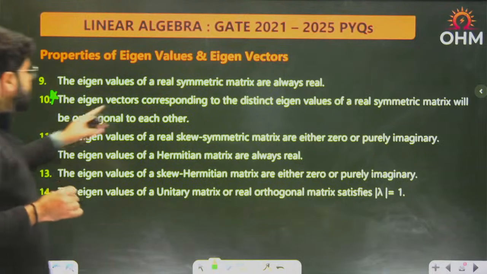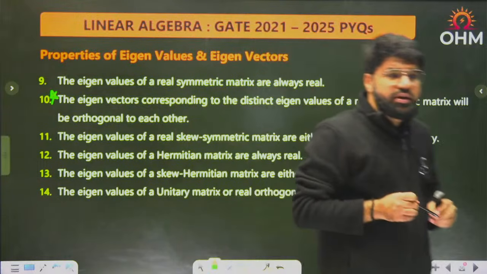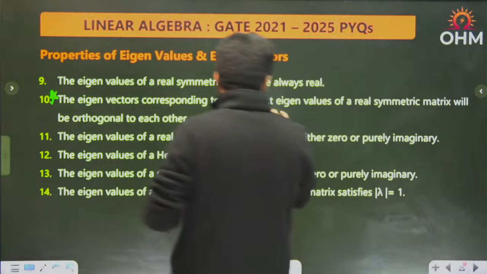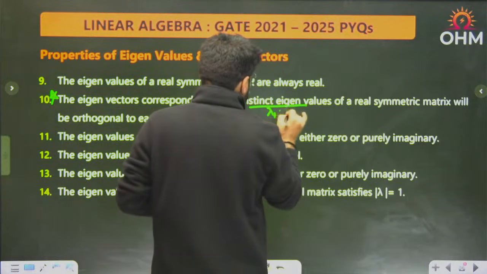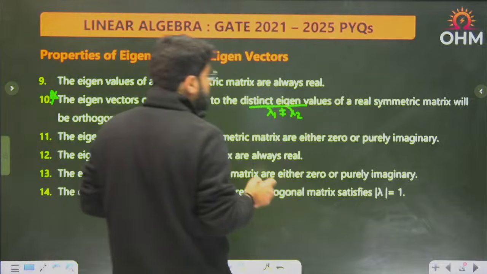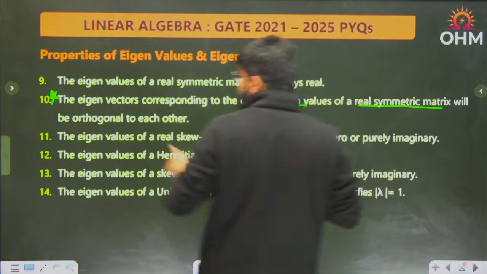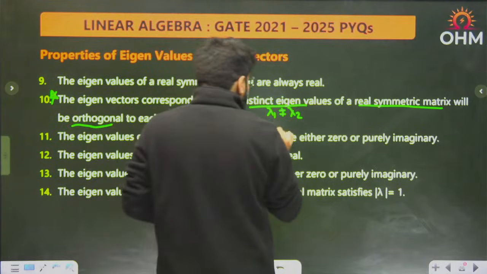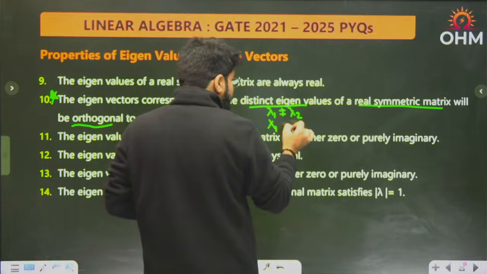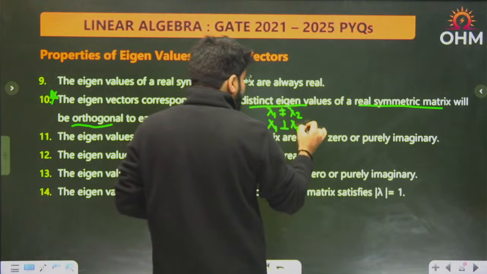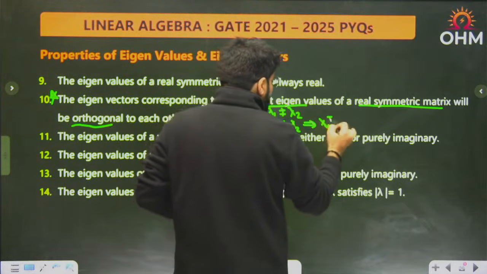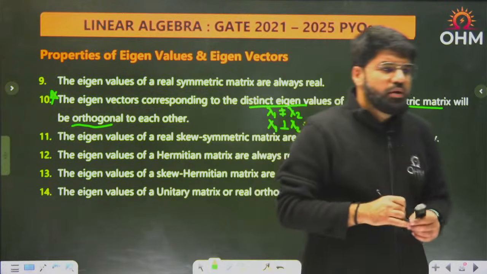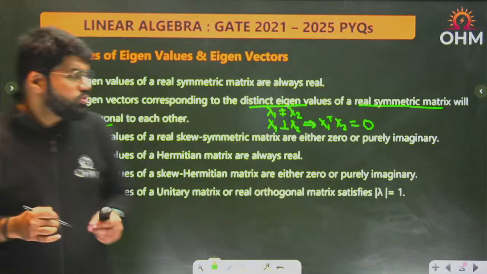The eigenvectors corresponding to distinct eigenvalues of a real symmetric matrix are orthogonal to each other. That means if there are two distinct eigenvalues, lambda 1 not equal to lambda 2, for a real symmetric matrix, the eigenvectors of these two eigenvalues will be orthogonal to each other. Suppose the eigenvectors are x1 and x2. They are orthogonal or perpendicular, which means their dot product x1 transpose x2 equals 0.